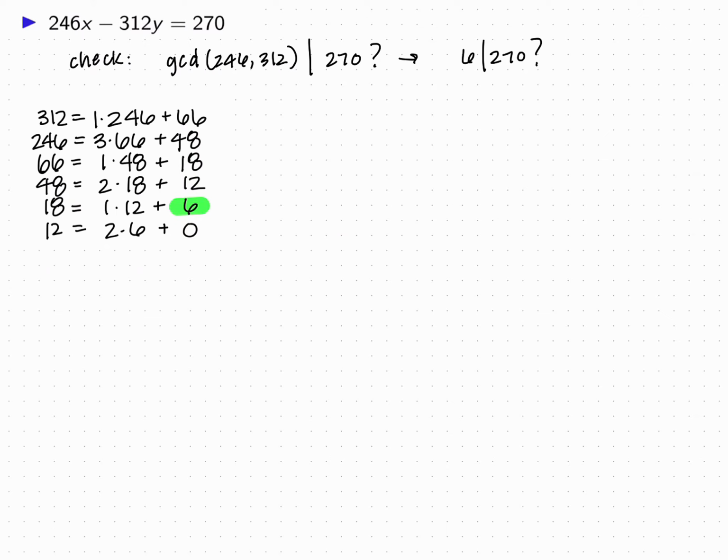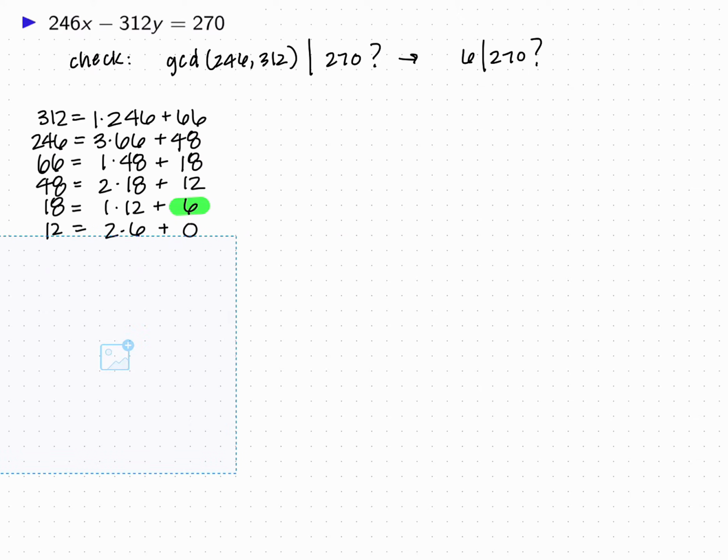So we are good to go. We will be able to find a solution. So how did we find that solution? Well, we rewrote 6. We need to rewrite that GCD 6 as a linear combination of 246 and 312. Remember, that's when we go backwards through that Euclidean algorithm. I have already done that work as well.